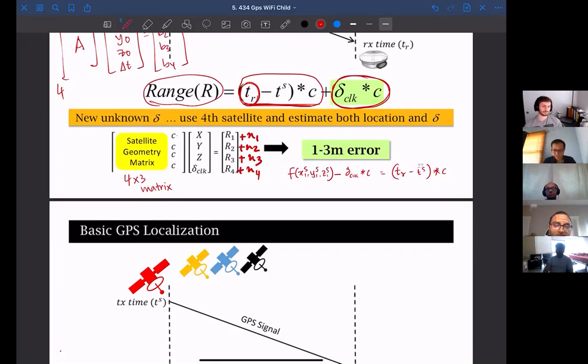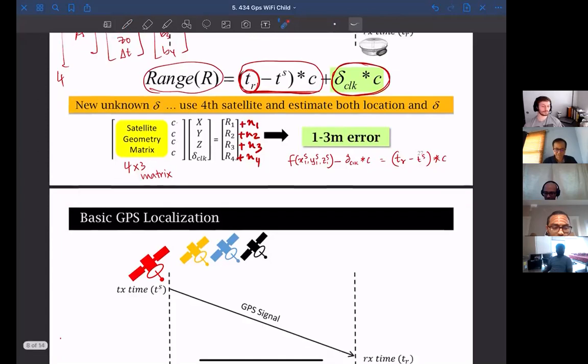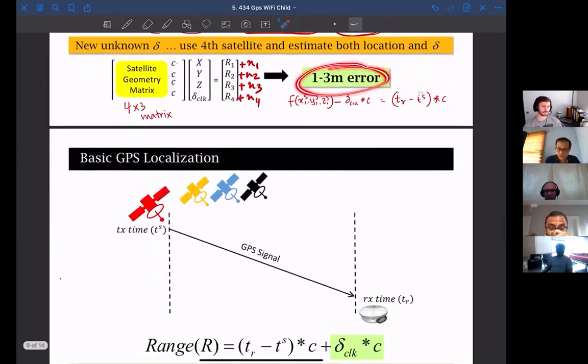I don't think we've done that in the homework or the class yet. I'm not doing anything special. All I'm doing is x times this column plus y times this column plus z times this column plus delta clock times this column. Okay, Anirudh, let's do this after class. Okay, good. So this gives you 1 to 3 meters of error.